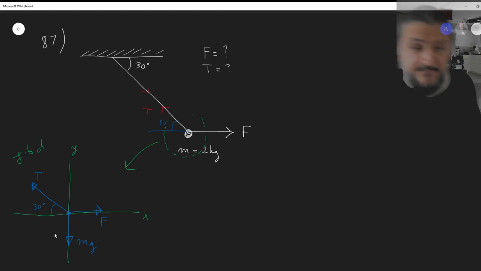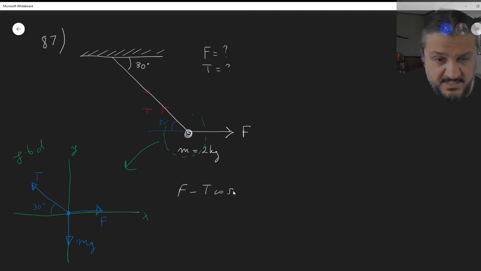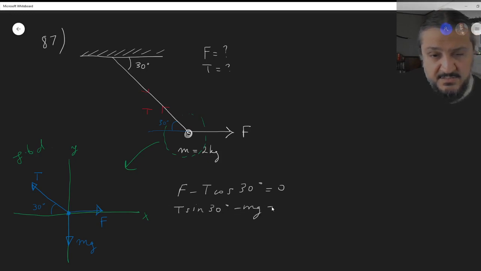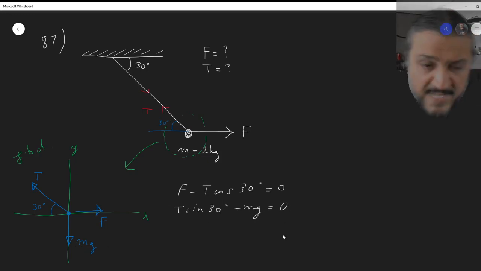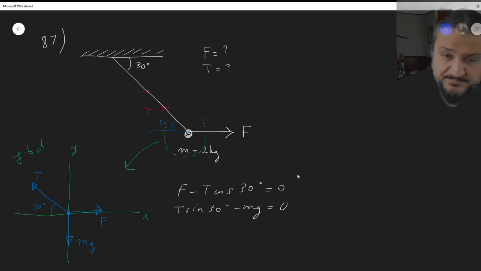All right, so F holds the ball in position. Let's find it. Now, equilibrium states that F minus T cosine 30 must be equal to 0, and also T sine 30 minus mg must be equal to also 0. Now, m is known. What are the unknowns? F and T. And how many equations do we have? 2. So this should be solvable, right?